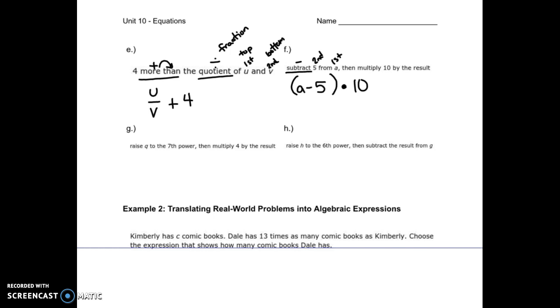G says raise Q to the 7th power, then multiply 4 by the result. So Q is my base. 7th power is my exponent. Multiply means times. So I'm going to say Q to the 7th power times 4.